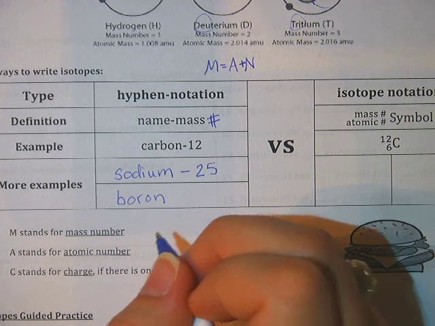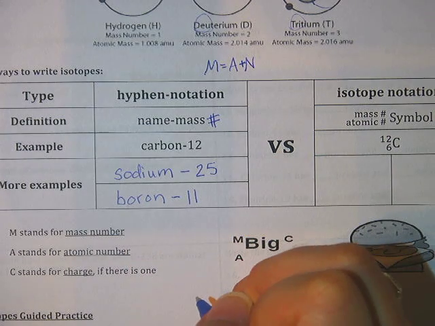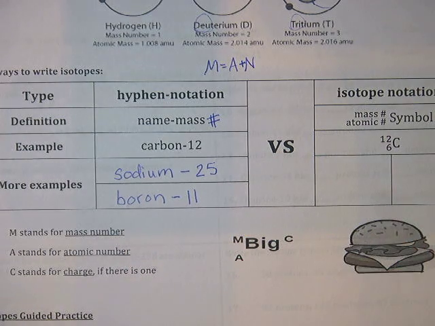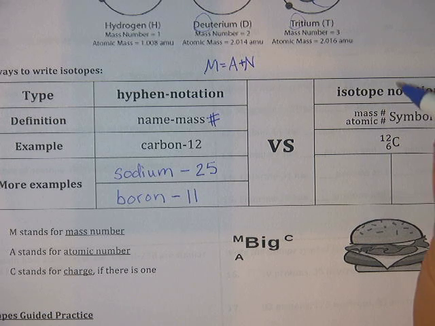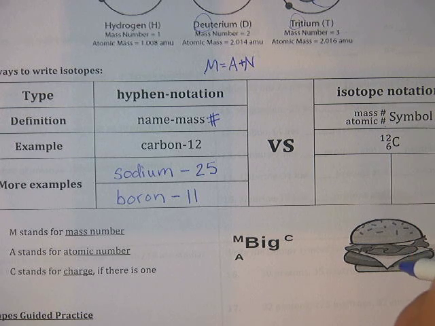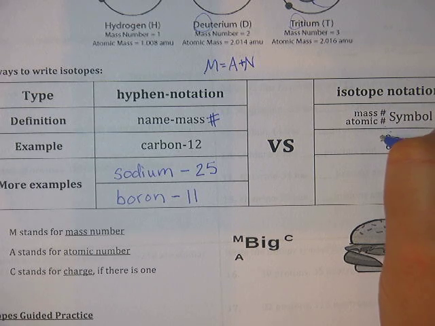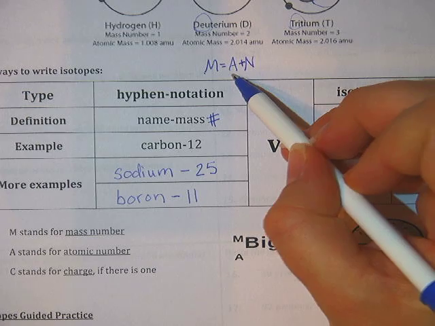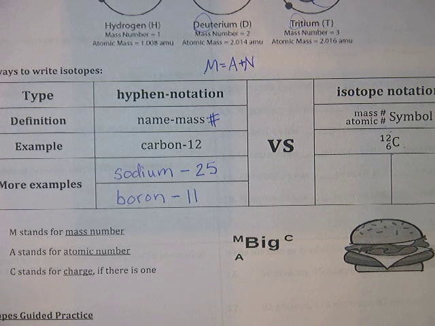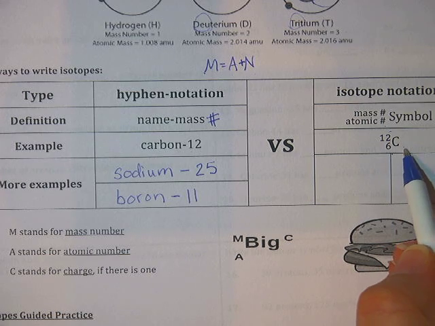When we drew boron, it was with 5 protons and 6 neutrons, so we drew boron-11 earlier. You could also write it in what's called isotope notation, where you have the mass number as a little number on top, the atomic number as a little number on the bottom, and then the symbol. So like carbon 12,6, where this 12 is your mass number, the atomic number plus neutrons.